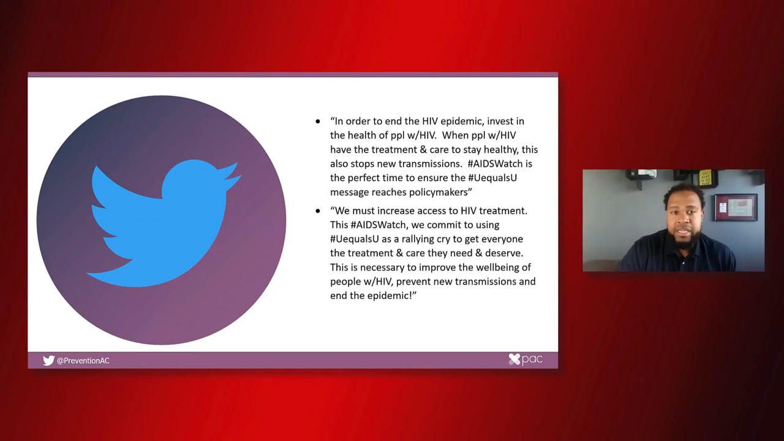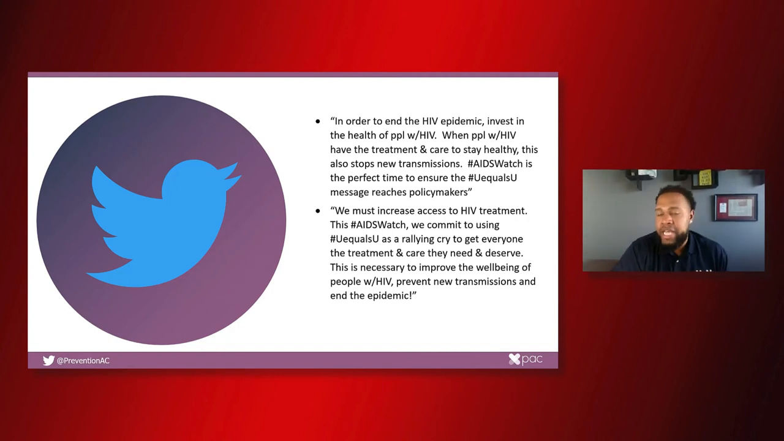Another couple of good tweets. In order to end the HIV epidemic, as Dr. Fauci has said, invest in the health of people with HIV. When people with HIV have the treatment and care to stay healthy, this also stops new transmission. Hashtag AIDSWatch is the perfect time to ensure the U equals U message reaches policymakers. We must also increase access to HIV treatment. This hashtag AIDSWatch, we commit to using hashtag U equals U as a rallying cry to get everyone the treatment and care they need and deserve. This is necessary to improve the well-being of people with HIV, prevent new HIV transmission, and end the epidemic.